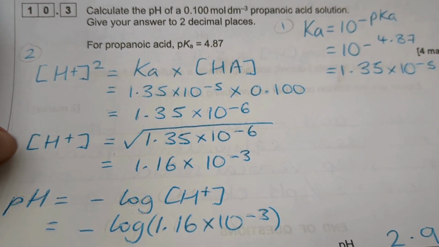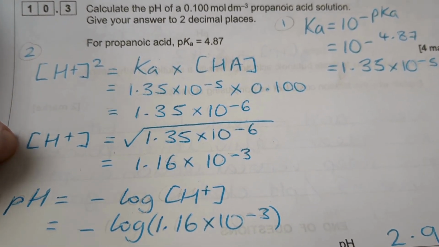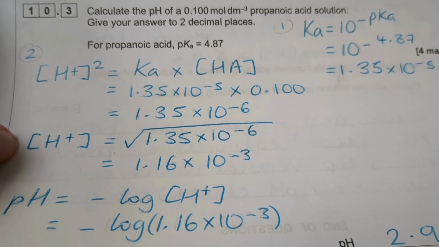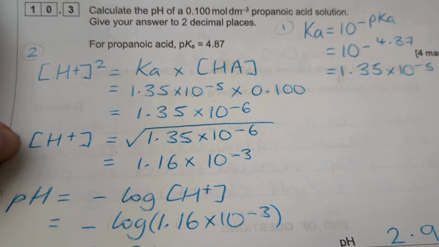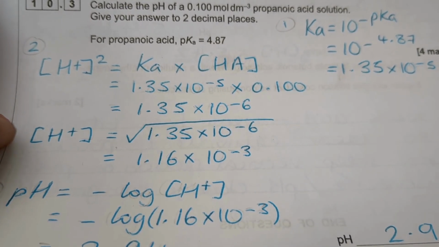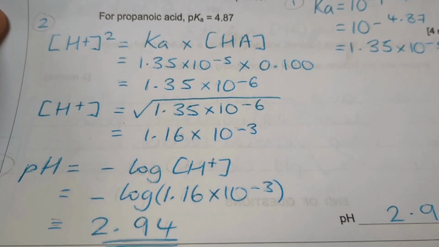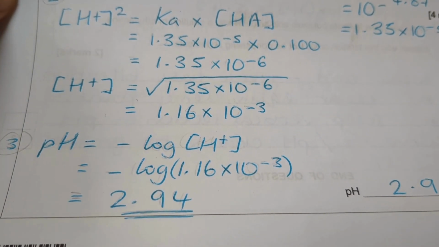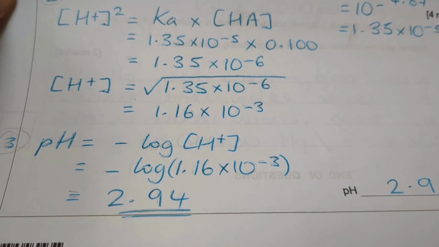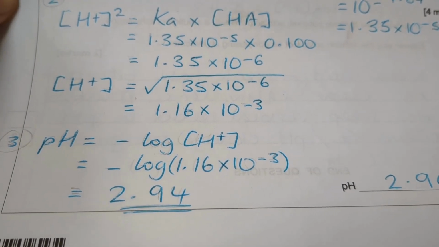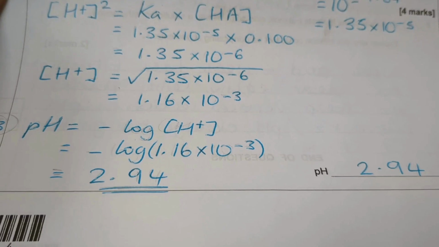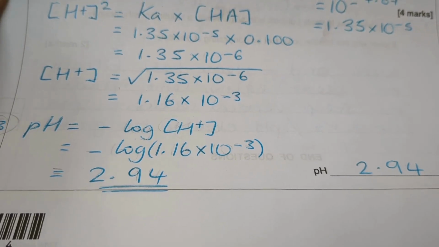So the expression becomes H+ equals the square root of the Ka value times the concentration of the acid, which gives us this value. Once we've got our hydrogen ion concentration, we can find the pH, because pH is equal to the negative log of the hydrogen ion concentration, and we always give pH to 2 decimal places.